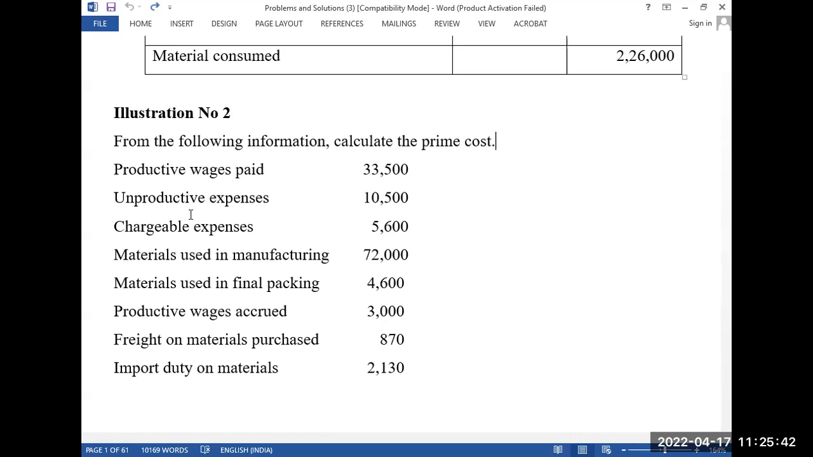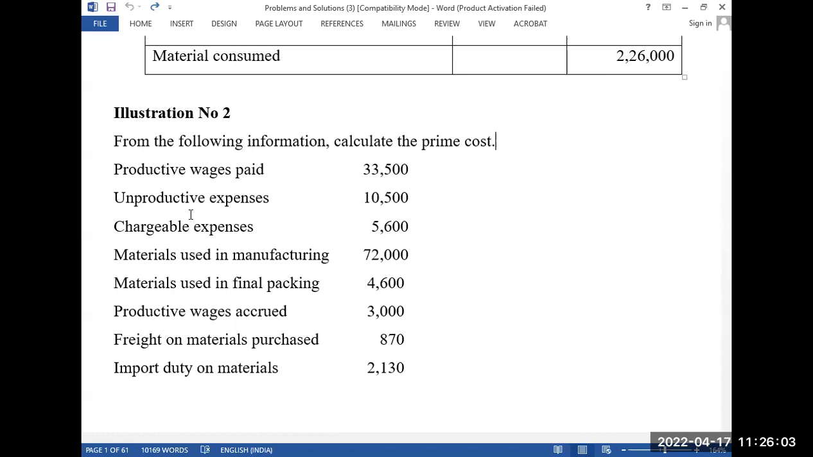First one is not material, second one is not material, third one is not material, fourth one is talking about material, materials used in manufacturing. So that should be a direct material. Materials used in final packing is not a direct material. Productive wage. So you take 72,000 in the name of direct wages.